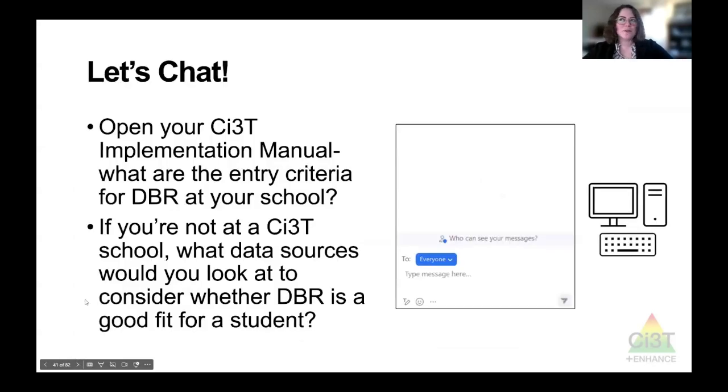So we're going to open up that chat again. No rest for the weary. And I want to hear from some of you. What are your school's entry criteria for DBR if you are implementing a Ci3T intervention model? And if you're not, what do you think might be some of the data sources that you would look at to consider whether or not DBR is a good fit for a student?